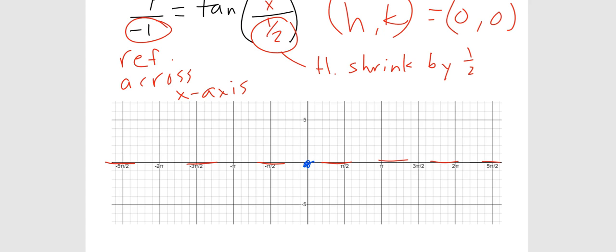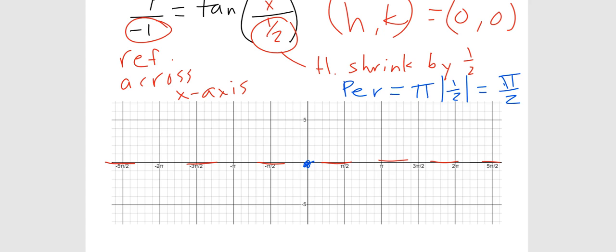Now, if we did a shrink by 1/2, what does that make the period of the function? Well, remember, the original tangent function is pi. We're going to multiply by the absolute value of 1/2, which makes the period pi over 2.